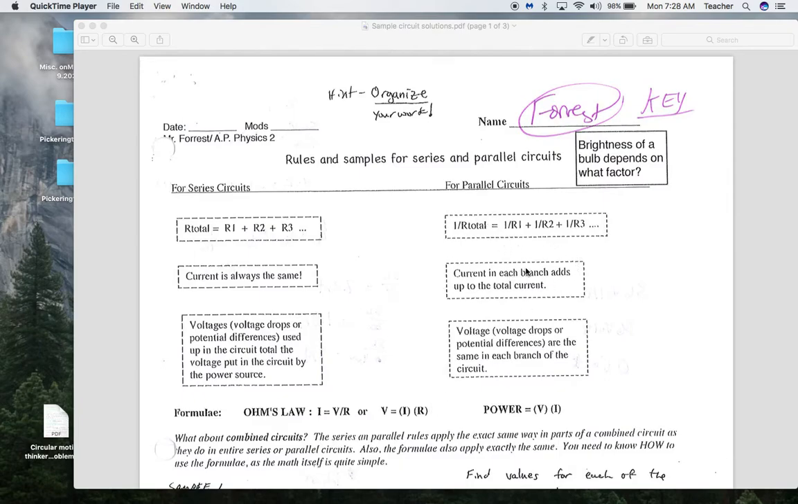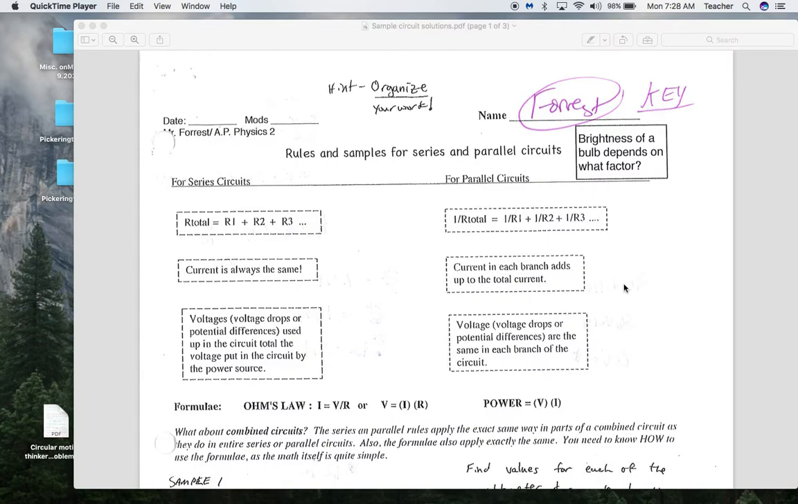For parallel circuits, the current in each branch, well, there are multiple branches in each of these circuits. In each branch, there's an individual current, and the sum of those currents adds up to the total current provided by the power source. The voltage across each parallel branch has to be the same. Why? Because it's the same drop or difference in energy per charge.